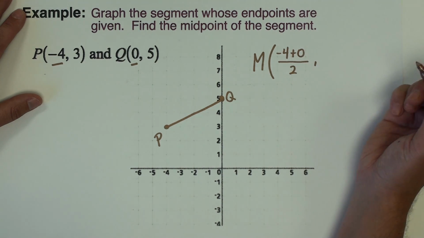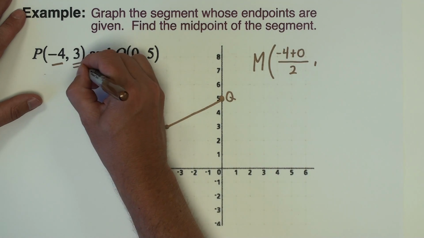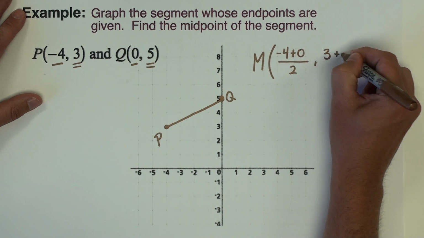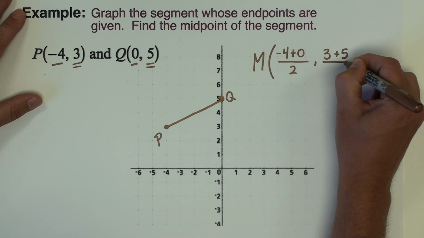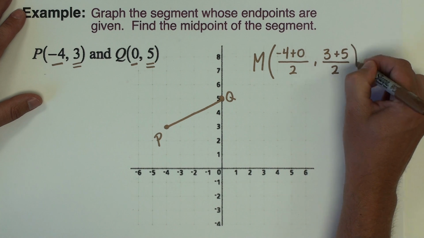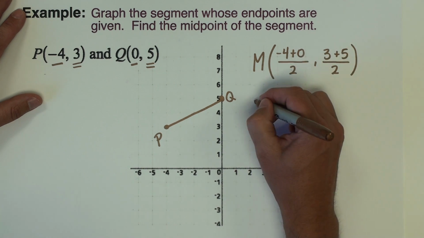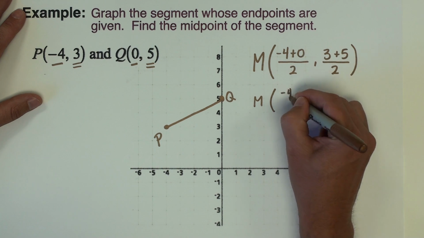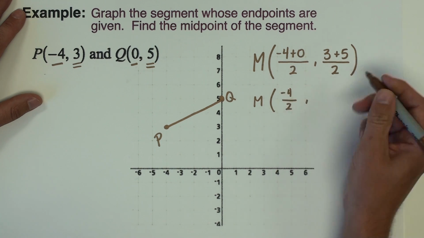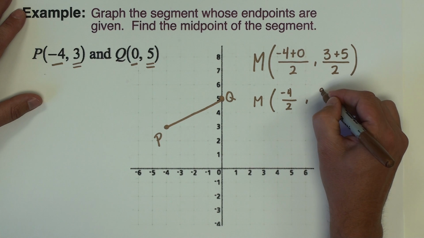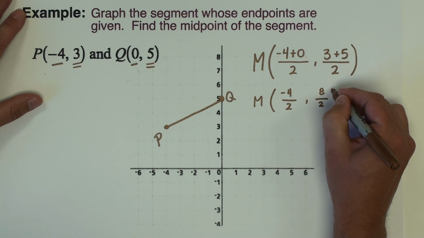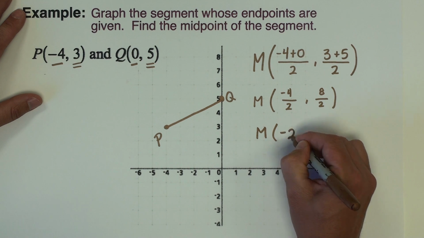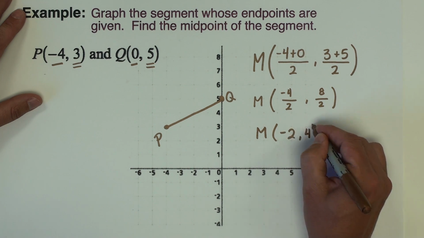That's how I do the average. Now I'm going to do the same thing to the y values. So I'm going to add 3 and 5, and divide by 2. So our midpoint is going to be -4 plus 0 is -4, divide that by 2. 3 plus 5 is 8, divide that by 2. So the midpoint M is at -2, 4.